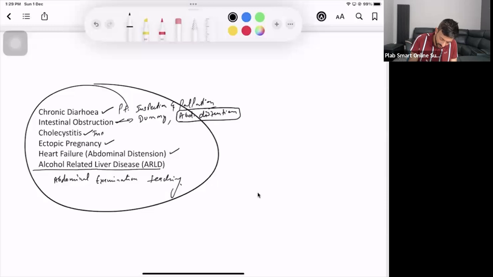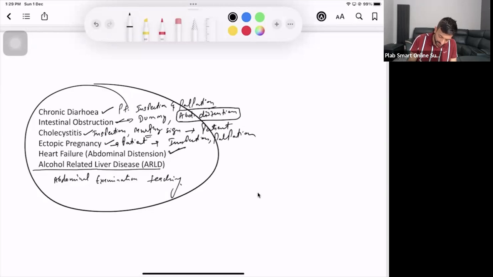Cholecystitis, you can go for inspection. When you're doing the palpation, make sure you don't forget Murphy's sign. And it is also done on the patient. Ectopic pregnancy, again the diagnosis, and you have to do the examination on the patient. What you will be doing is just inspection and palpation.